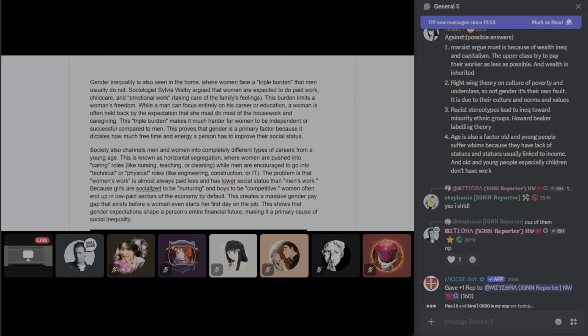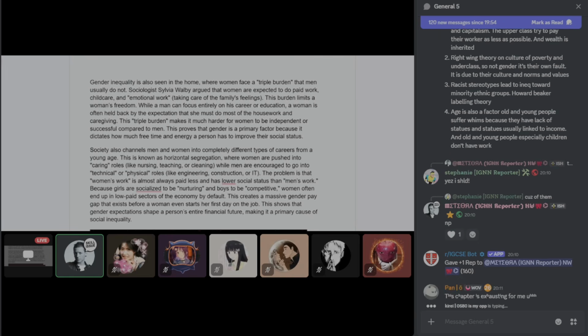Racist stereotypes lead to inequality for minority ethnic groups. Howard Becker labeling theory. Now, this is the best answer. The Howard Becker, I think it's Becker. Howard Becker labeling theory. That is a really good answer.